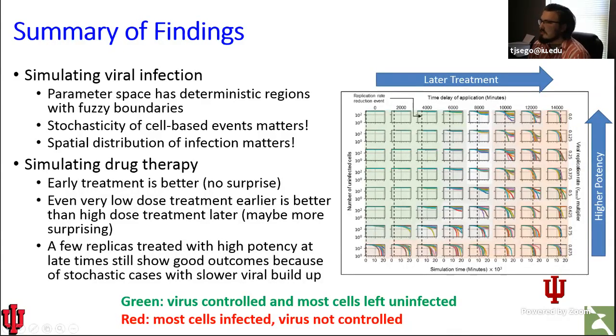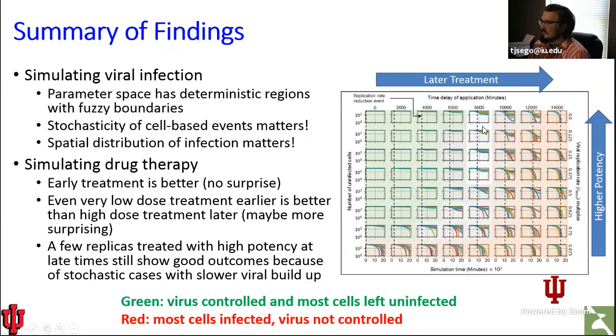And what we found from that in more parameter sweeps was that early treatment is better, which is no surprise. You can see this in the figure to the right. This is set up the same way. So each of these plots shows 10 simulation replicas of a particular parameter set. Now the time of application, we call it here the time delay of application.